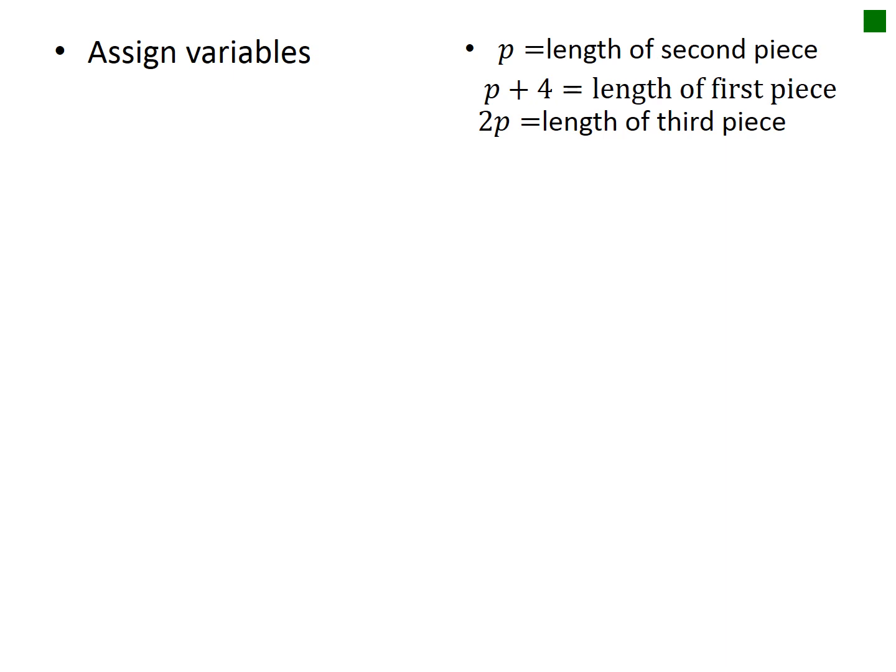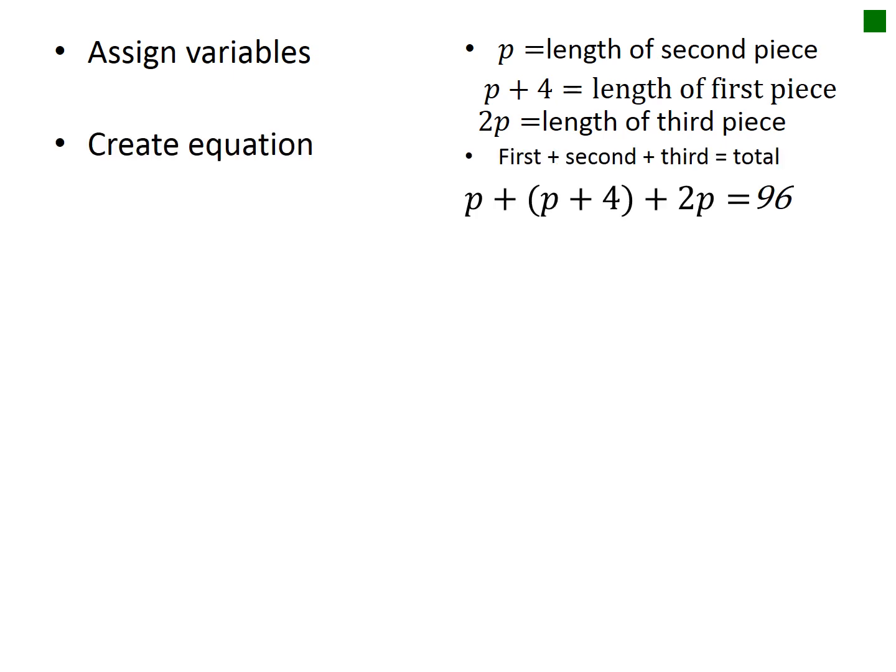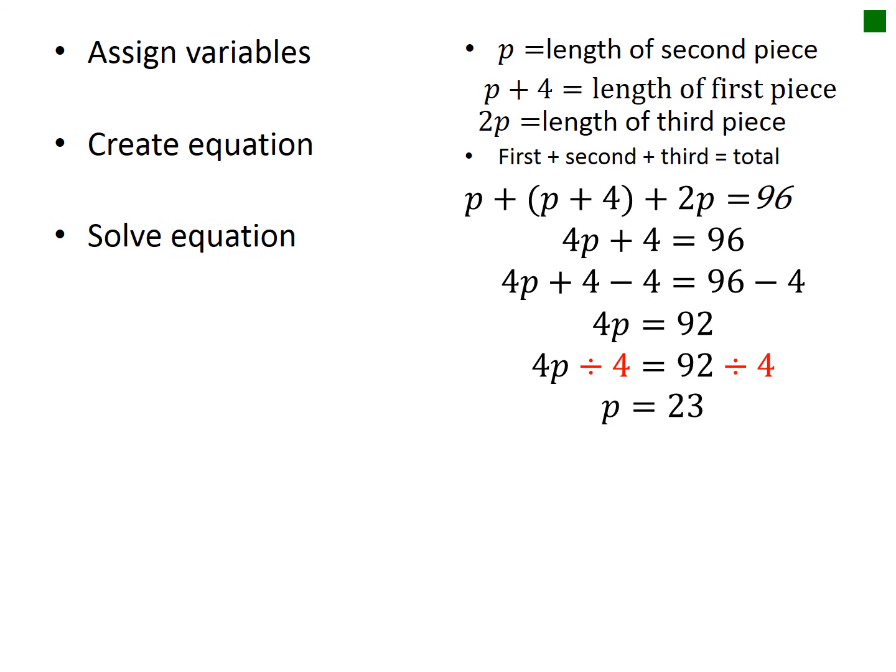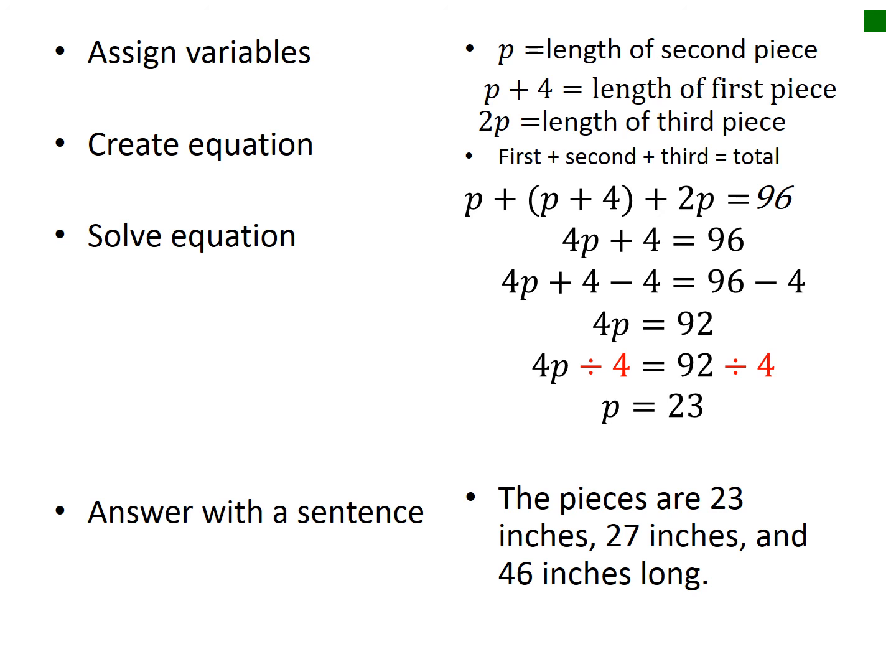From there, it isn't difficult to assign a length to the first piece and to assign a length to the third piece. It would be possible to allow P to be the length of the first piece, or to allow P to be the length of the third piece, but then the assignments of the second and first or the second and third becomes more challenging. The first piece plus the second piece plus the third piece gives us our total board length. We have our equation, so we solve it and answer the question in terms of a sentence.